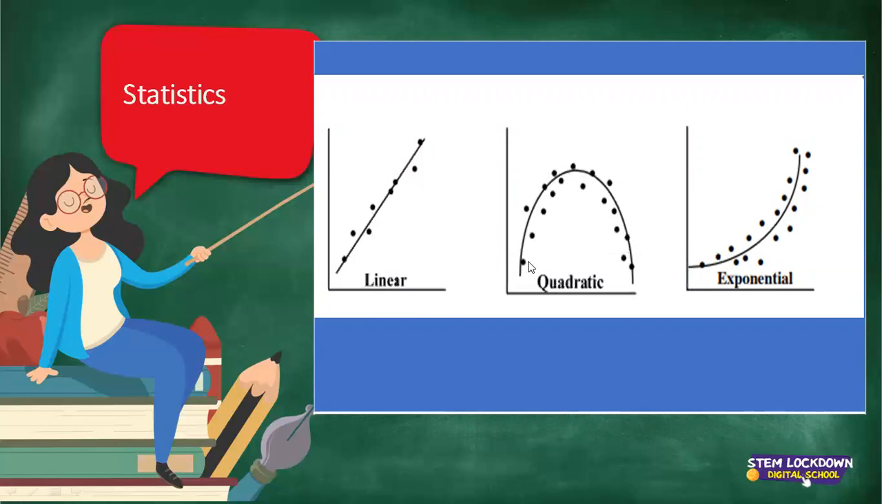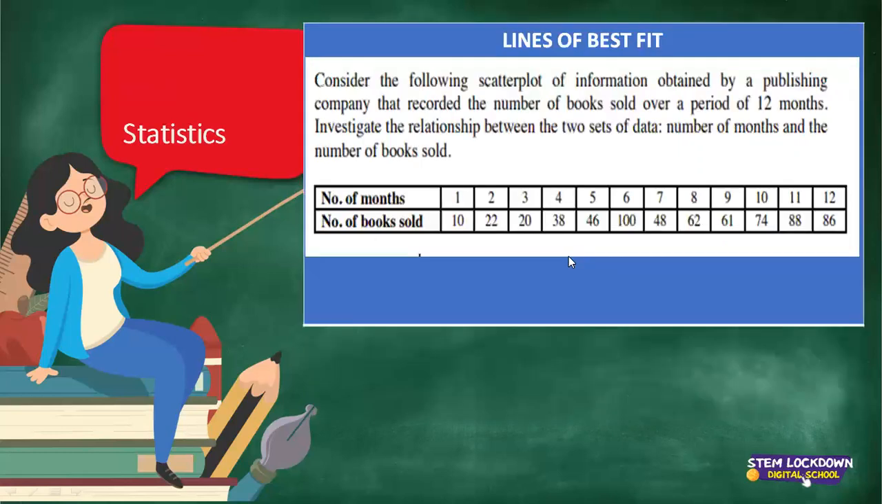So you can have a scatter plot showing data with a quadratic pattern. And they can also have an exponential pattern. So these are the types of scatter plots we can encounter in our statistics lesson. Okay. Now another thing we need to look at is the line of best fit. The line of best fit.